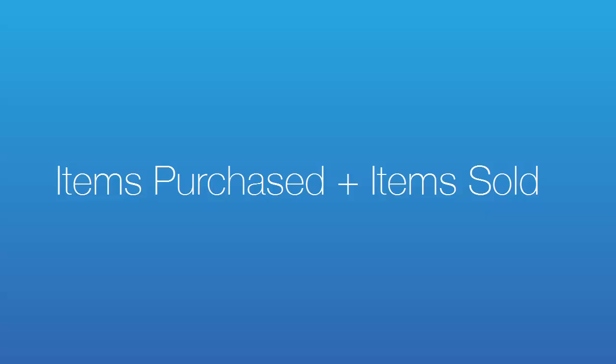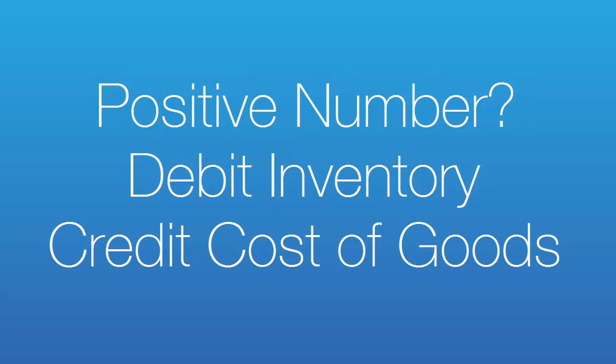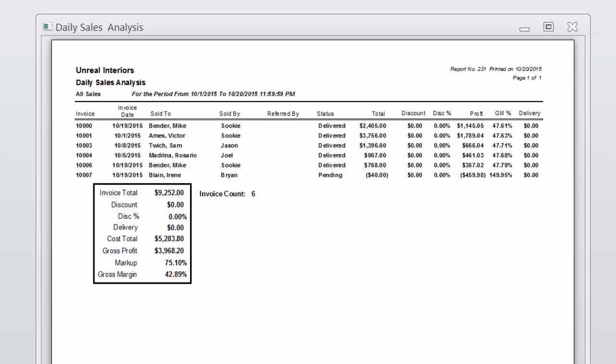from inventory. If the total is a negative number, inventory will be credited and cost of goods will be debited. If the total is a positive number, inventory will be debited and cost of goods will be credited. For customers exporting all invoices into QuickBooks, the cost of goods sold total can be obtained from the daily sales analysis report, which is report number 231.